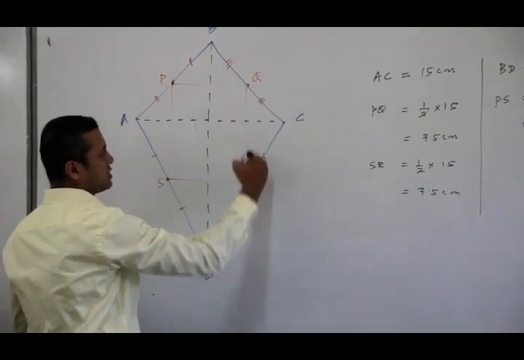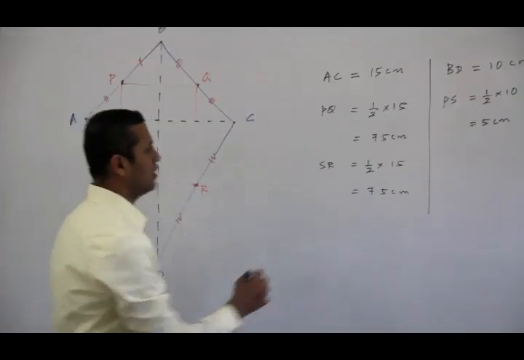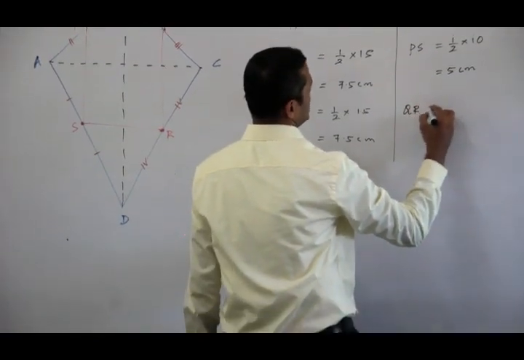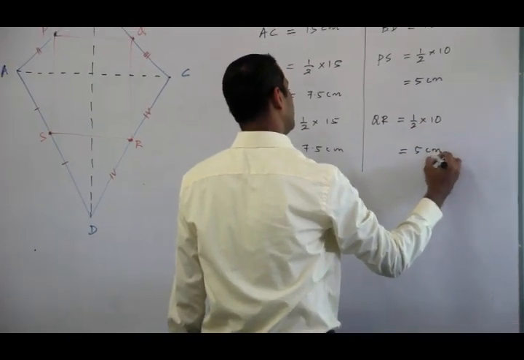Similarly, if you consider this triangle, these two are the midpoints. So this is the line joining the midpoints. That will be half of the third side. Again, QR is equal to half of 10. That is again 5 centimeter.